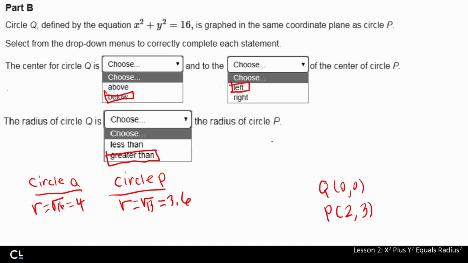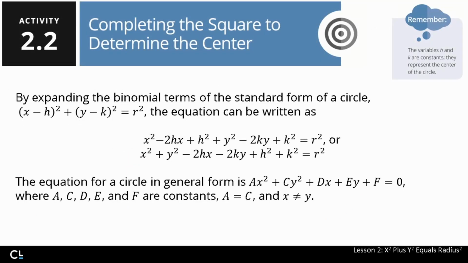Awesome. We broke it down. We kept it cruising. All right, so next up, we have to review something called completing the square. And we're going to need to use this in order to determine the center of the circle. So we learned about completing the square in our past algebra classes, or at least we should have. And today we're going to go over it again. This slide says, by expanding the binomial terms of a standard form of a circle, (x minus h) squared plus (y minus k) squared equals r squared, the equation could be written as the following.